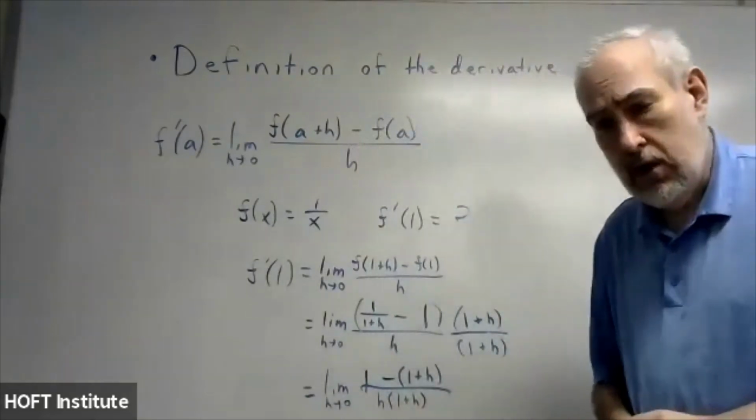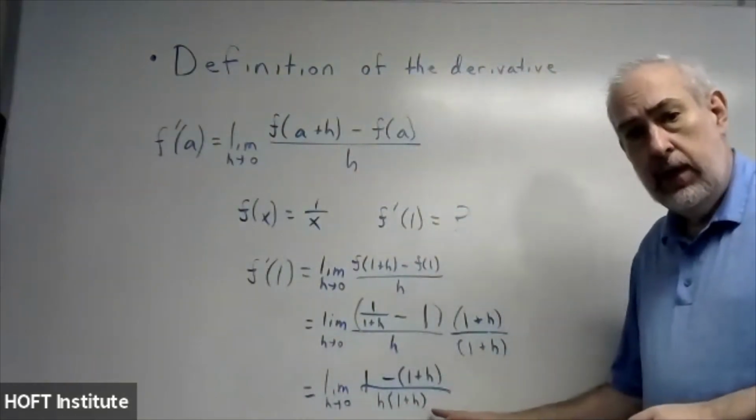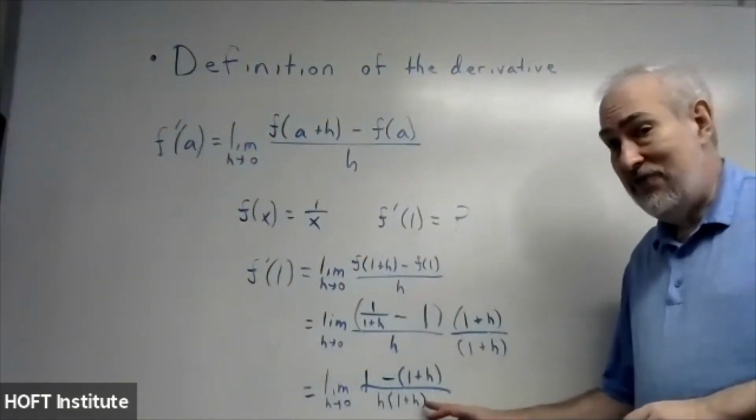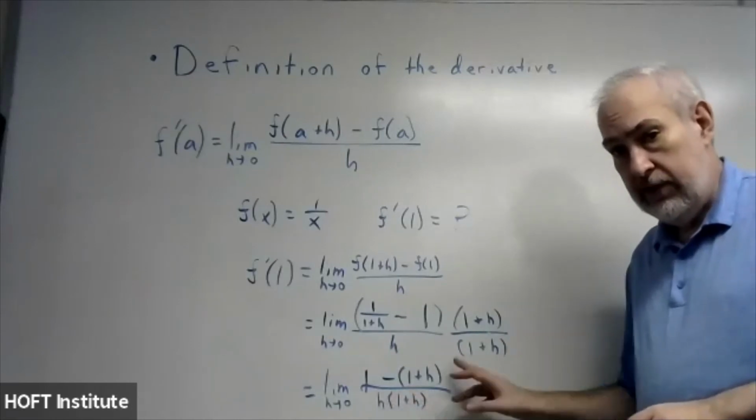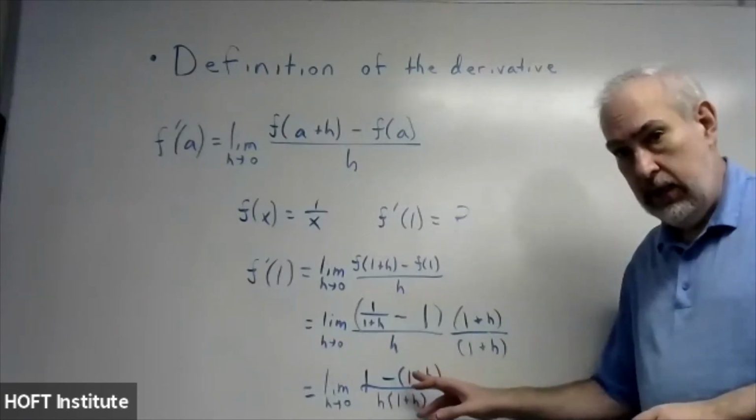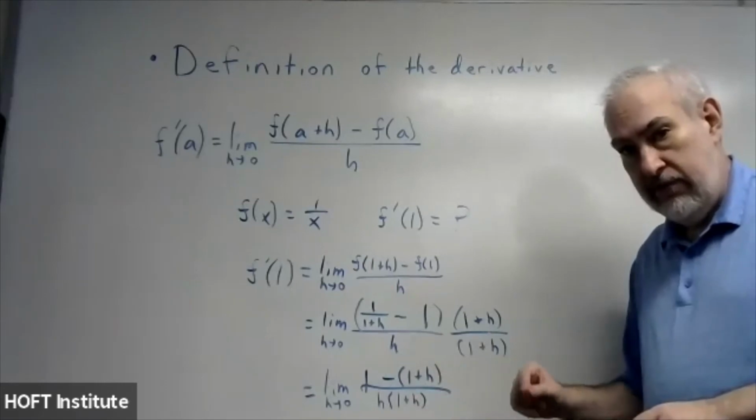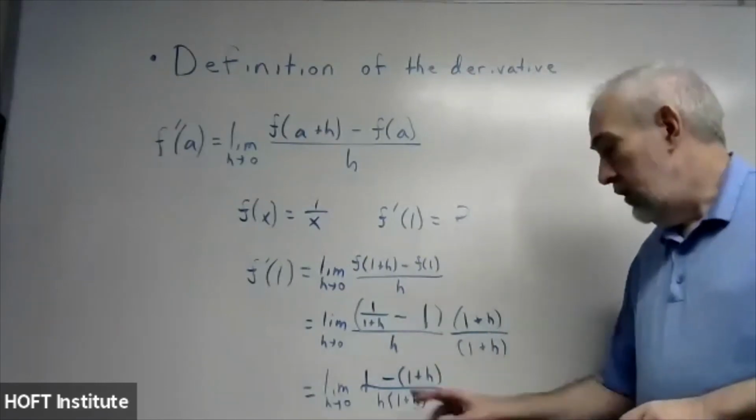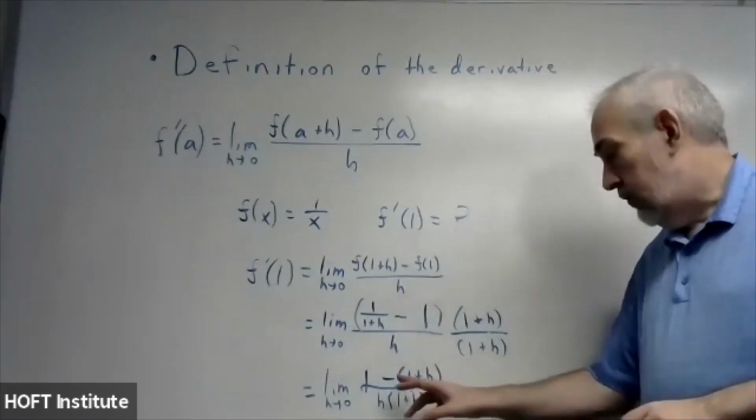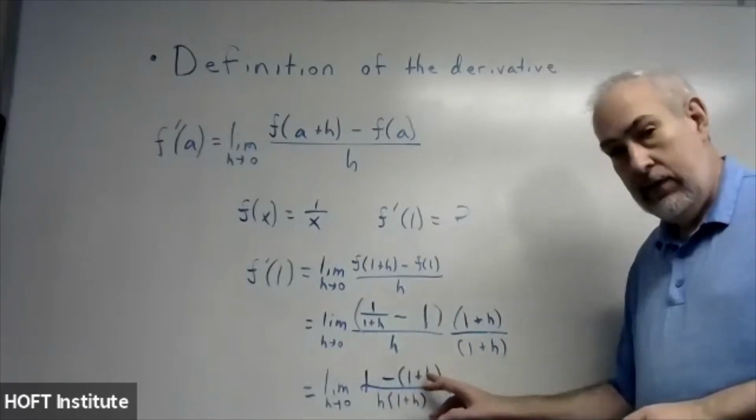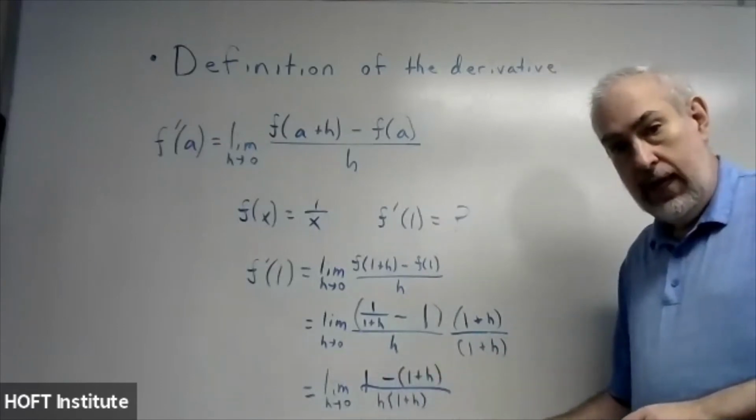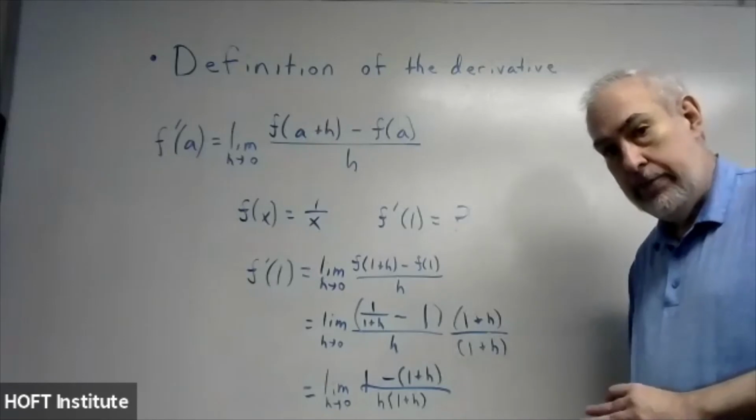Now, you don't want to be in a hurry. These 1 plus h's don't cancel because this 1 plus h is a factor, it's multiplied by the rest, but this 1 plus h is being subtracted. And you can't cancel things that aren't factors. You need to distribute the top first. Distributing the minus gives you minus 1 and then minus h. The 1 and the minus 1 cancel, just leaving minus h.